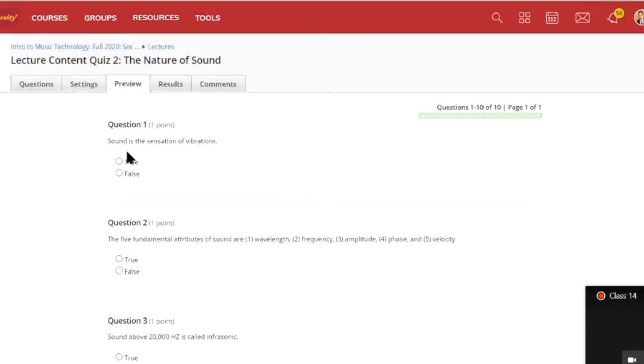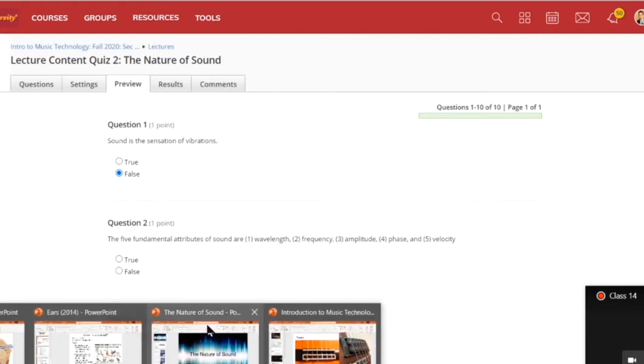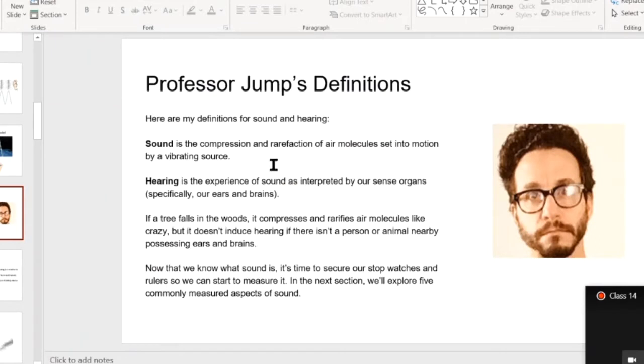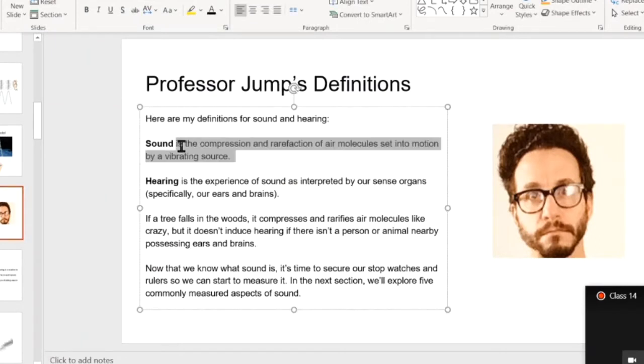True or false? Sound is the sensation of vibrations. Well, you know, sort of knocking on the door of being correct, but I'm going to go with false there. Sound, as it happens, is by my definition the compression and rarefaction of air molecules that are set into motion by a vibrating source.